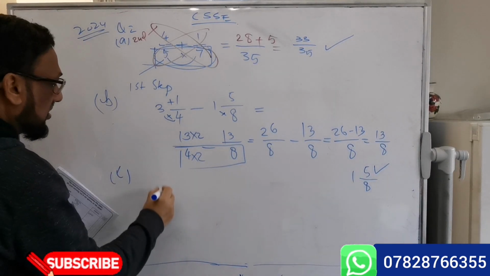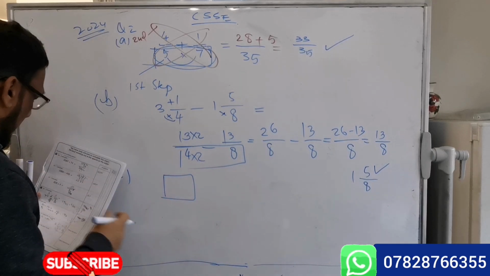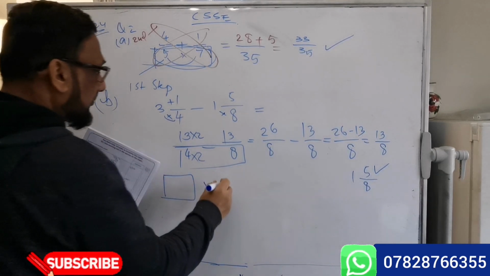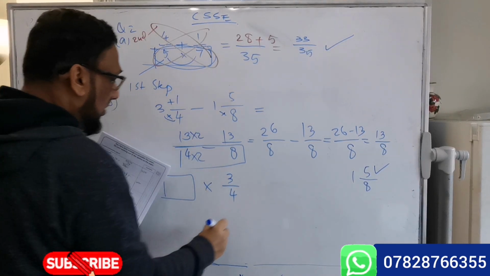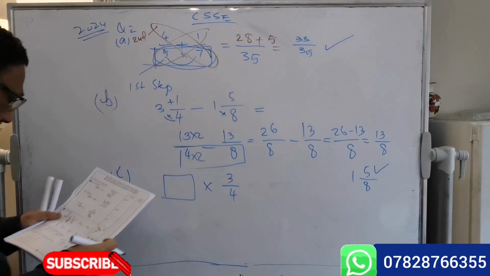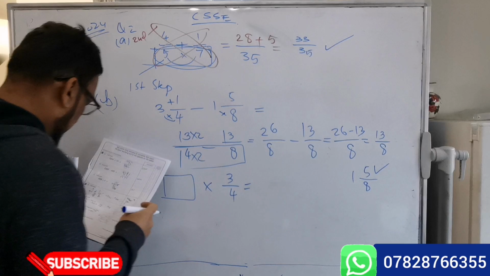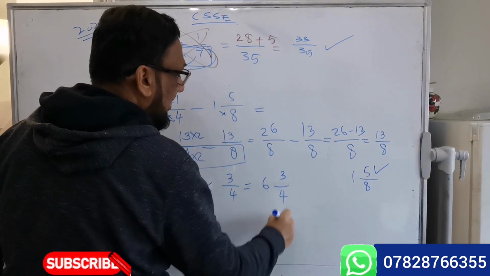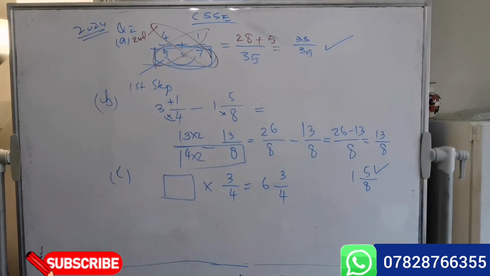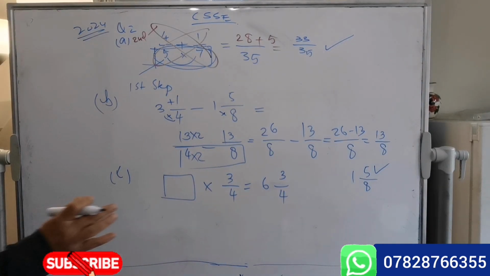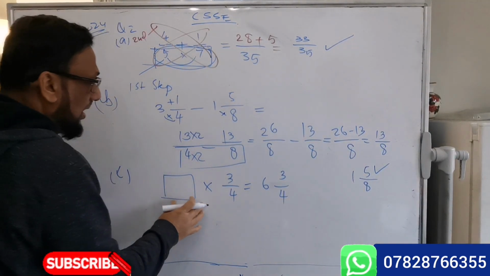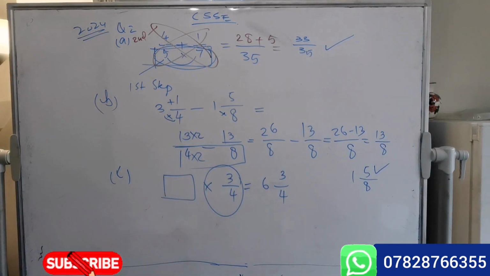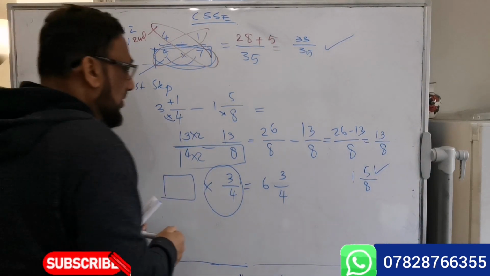And part C says there is a box given, and it says times 3 over 4 equals 6 and 3 over 4. Yeah, so this is the question, part C. Now look at this one. This one is a division. This fraction is divided. So what are we going to do?